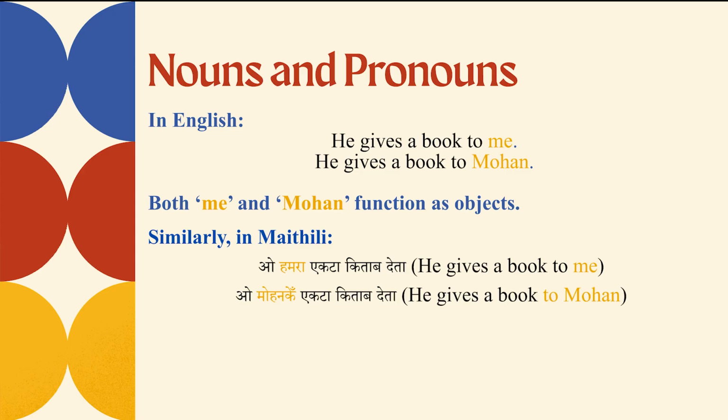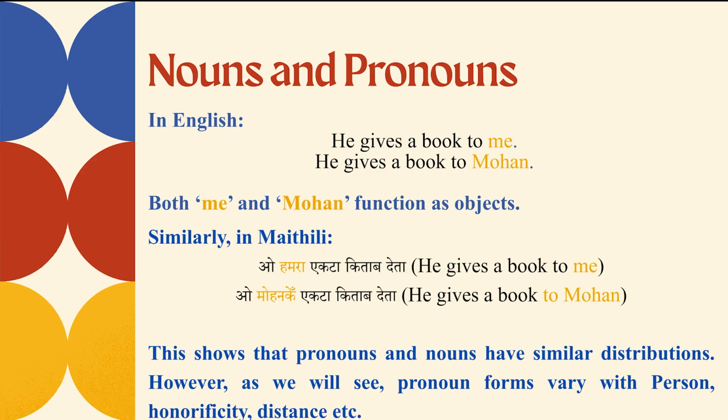So, another sentence would be O Mohan ka ekta kitab deta. He will give a book to Mohan. So, here in the second sentence, Mohan ka becomes the object. Here you notice that Mohan is the object and there is another object marker ka added to it. This shows that pronouns and nouns have similar distributions. However, as we will see, pronoun forms vary with person, honorificity and distance.